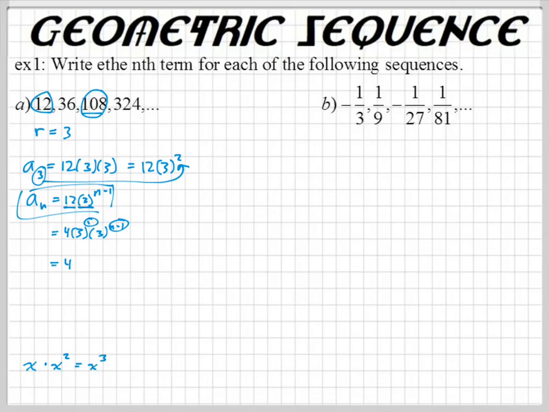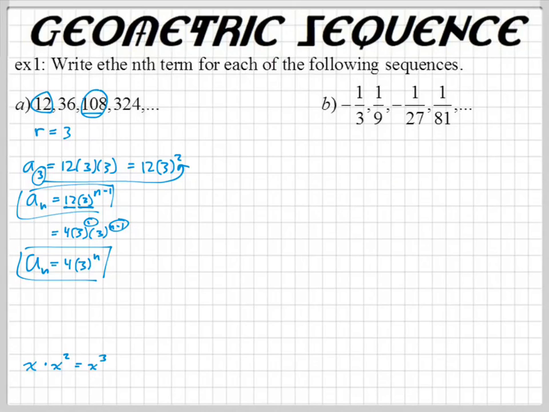Because the negative 1 and the 1 cancel each other out. We would get 3 raised to the n power. That's kind of different. So I simplified it. This answer is more correct because it's simplified. The other answer works, but it's not simplified. Okay? You need to know both.